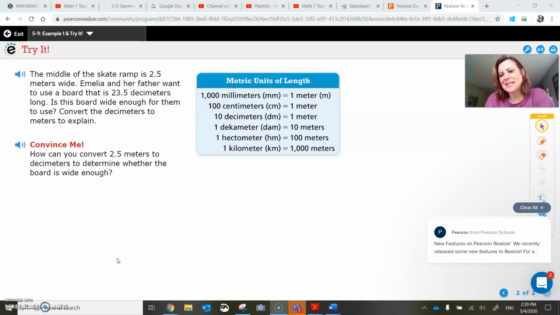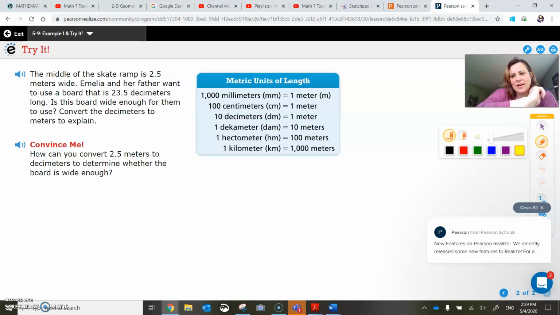A decimeter is about a little less than 4 inches, just for your own information there. If you're not used to using the metric system, it's about a little less than 4 inches. So 23.5 decimeters is how big the board is that they want to use, and they want to change it into meters to see if it's large enough to fit this space that's 2.5 meters wide.